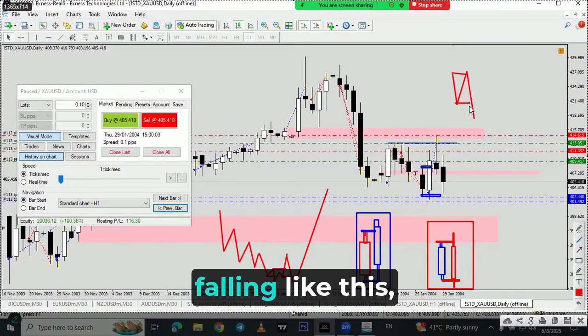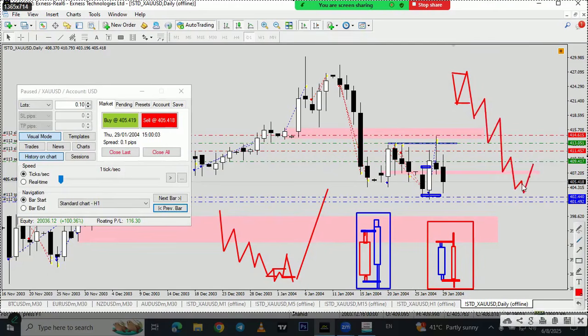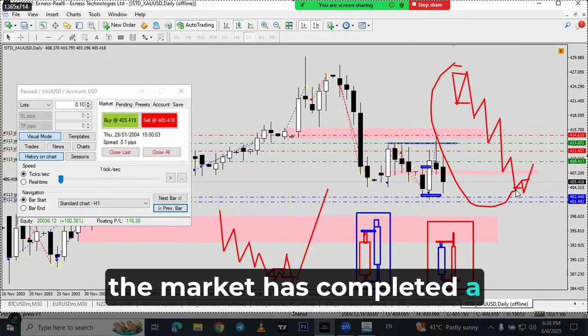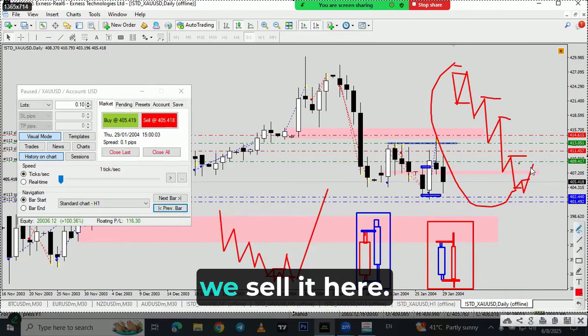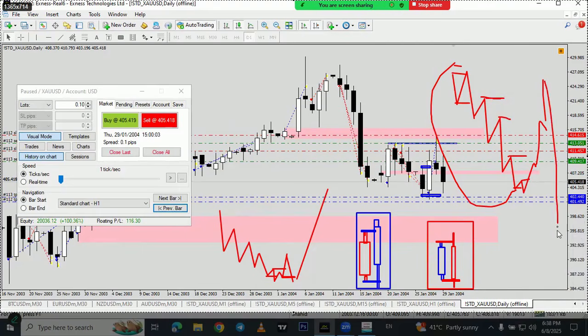And when the market is falling like this, the sell setup and buy setup mean that from here to there, the market has completed a cycle. The market will cycle, pick this, pick that, and pick this. So we sell it here. This is a simple way to refine liquidity method.